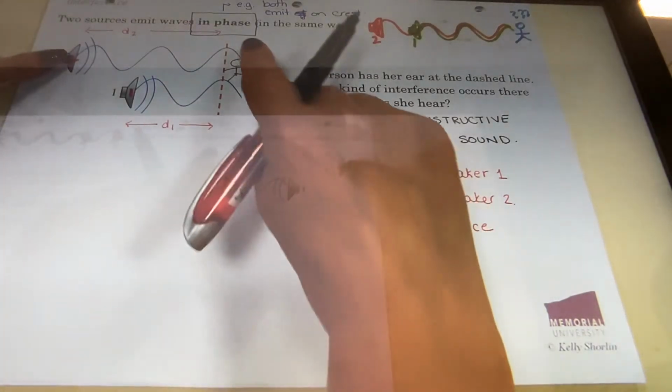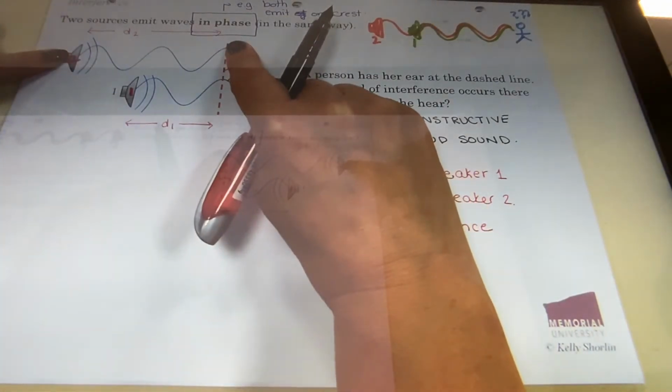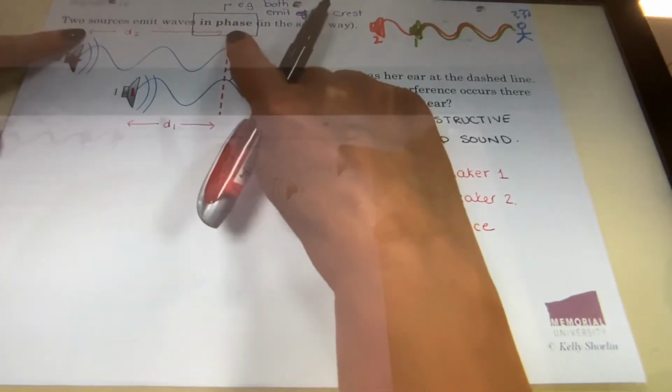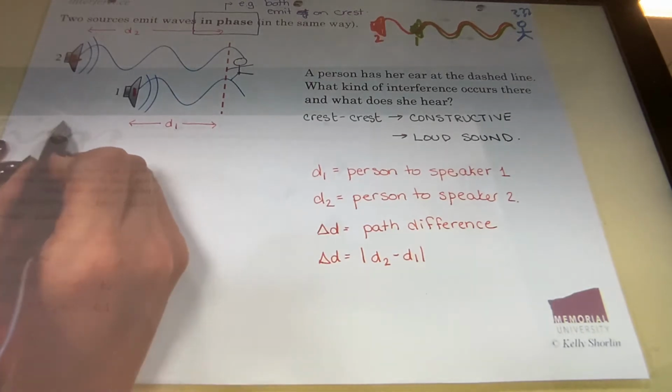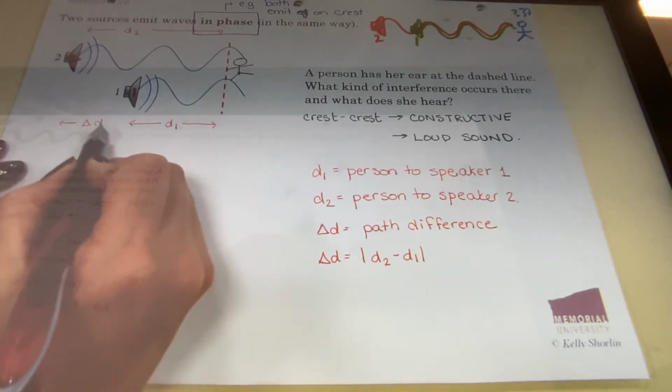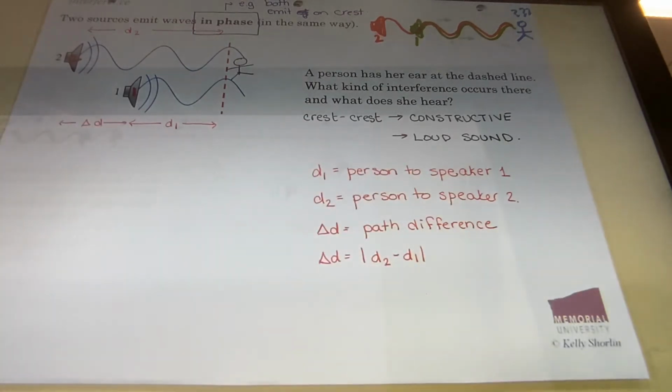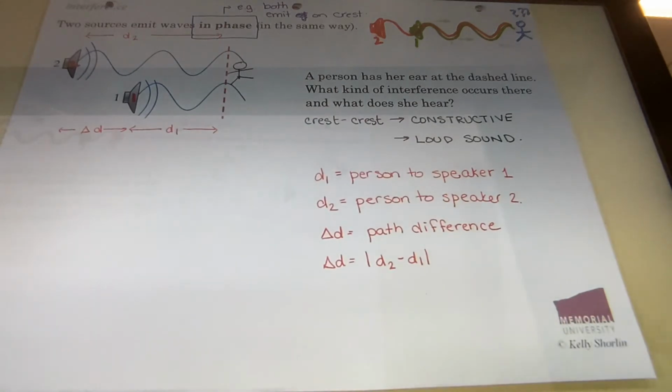So in our problem, D2 is from here to here. D1 is from here to here. So D2 take away D1 gives this much left over. Okay, so we have D2 from here to here. We take away D1 and we're left with this much. So there's our path difference in this picture, delta D.